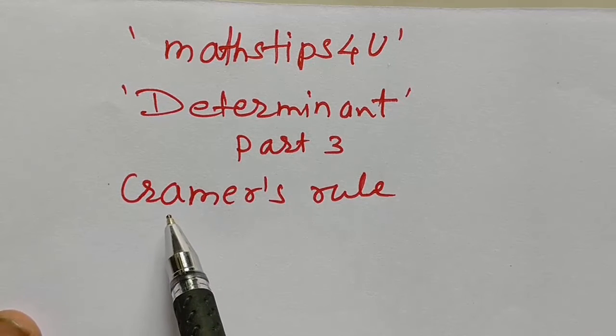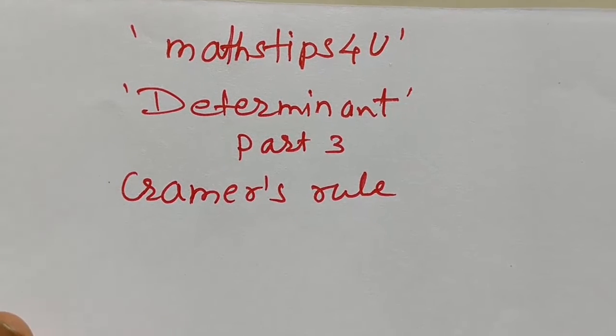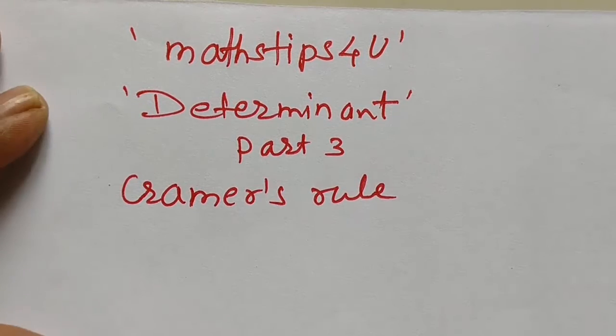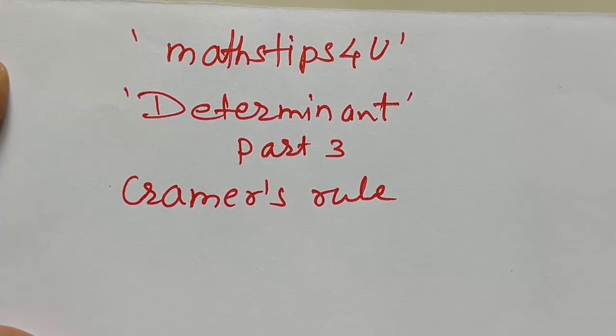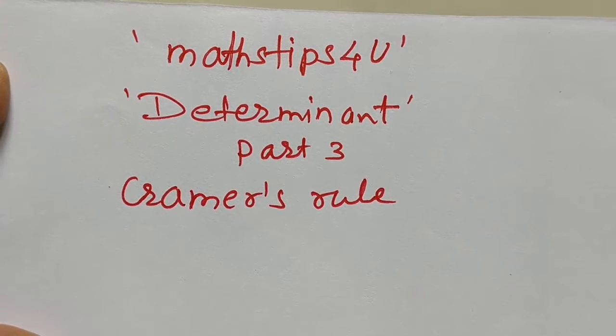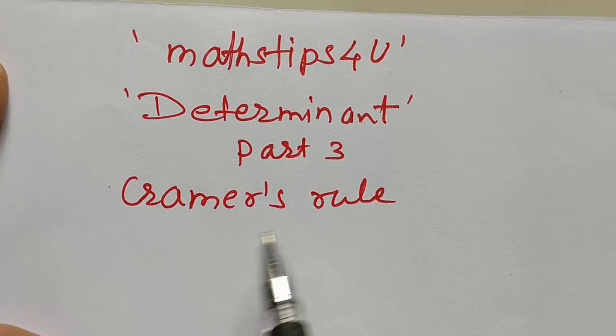Here we are going to discuss Cramer's rule. It's a very easy part in the determinant. We know how to solve a system of linear equations. Up to 10th standard we use two variables, two linear equations, simultaneous equations in x, y. In this part we are going to see the solution of three linear equations in three unknowns x, y, z.